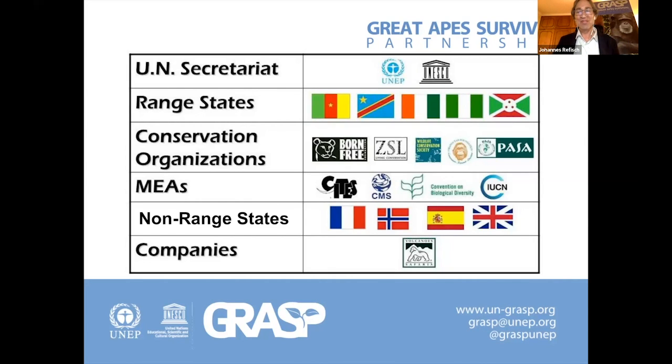So I'm leading the Secretariat for the Conservation of Great Apes, GRASP, and here we have many partners ranging from UN Secretariats, UNESCO and UNEP, Great Ape Range States, NGOs, multilateral environmental agreements such as the Convention on Biological Diversity, Convention on Migratory Species, CITES, IUCN, non-range states or donor governments, and private sector. And we are all united in our mandate and aim to conserve great ape populations and habitats.